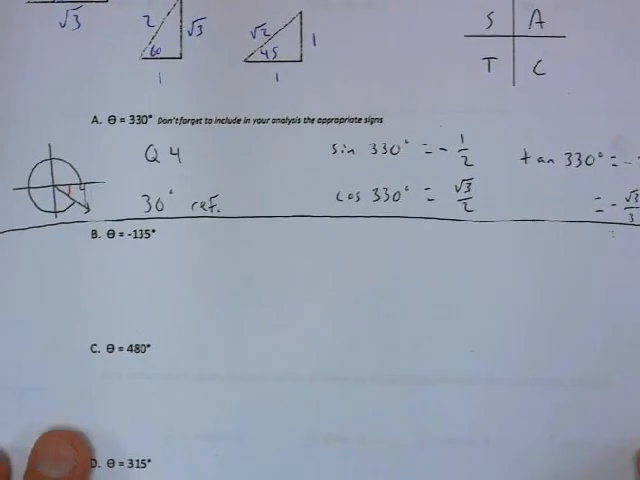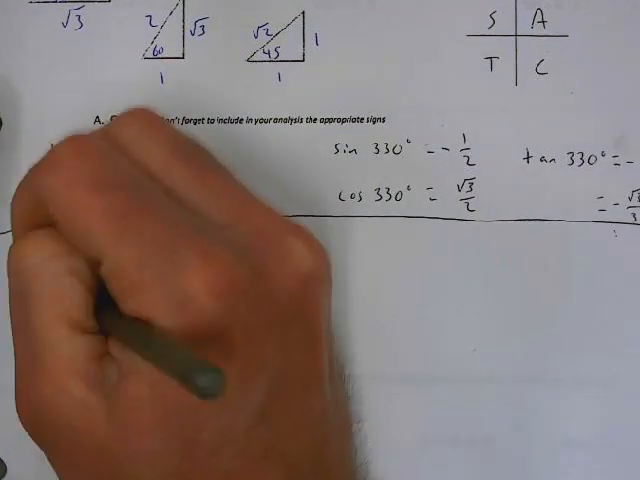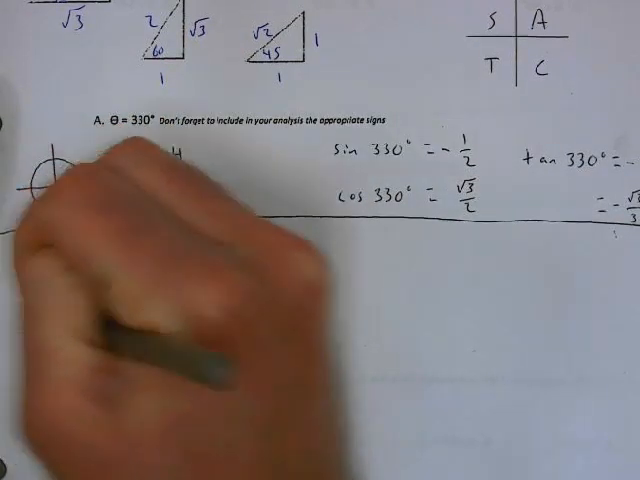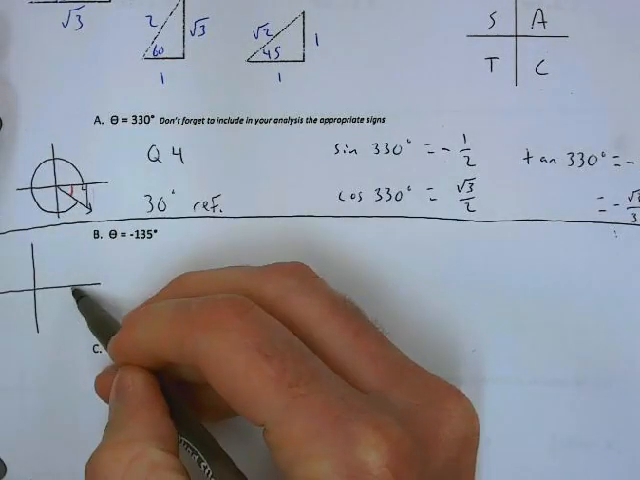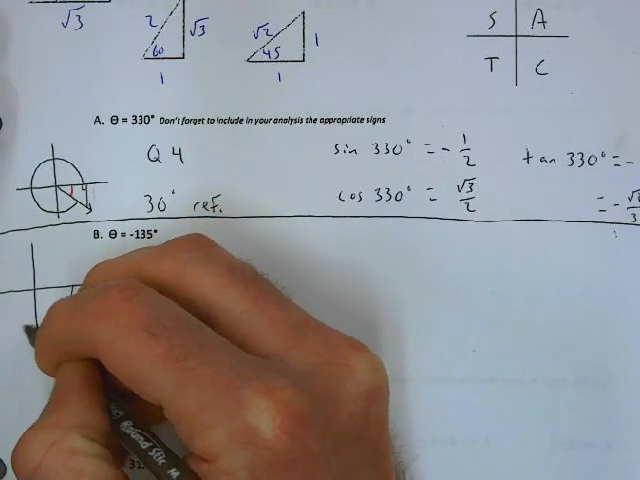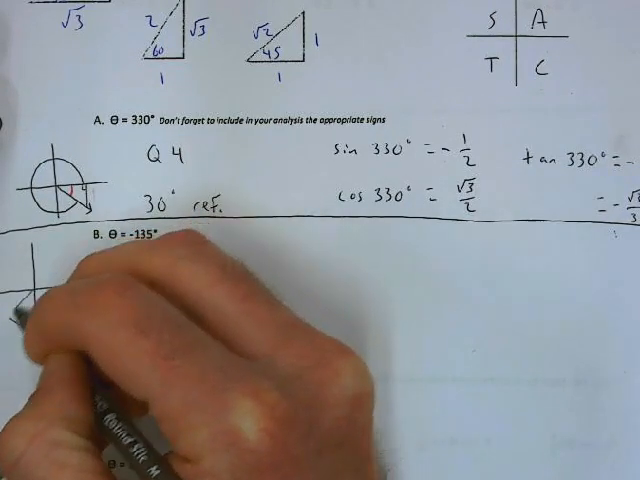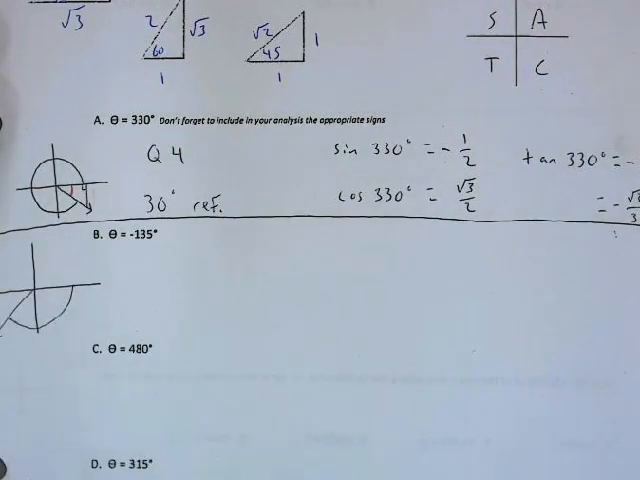Okay, part B, next part here. This time our angle is negative 135 degrees. Well, first we want to draw that. So we're going to start here at 0 degrees. Negative means we're rotating clockwise. So this would be 90 degrees, and then I need to go 45 degrees past that to get to negative 135 degrees. So my terminating ray would be right about there.